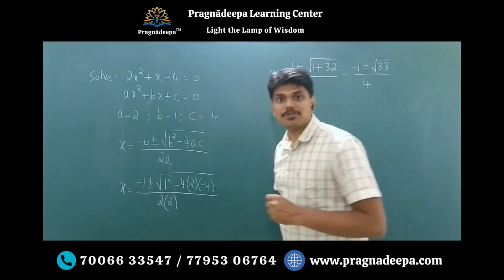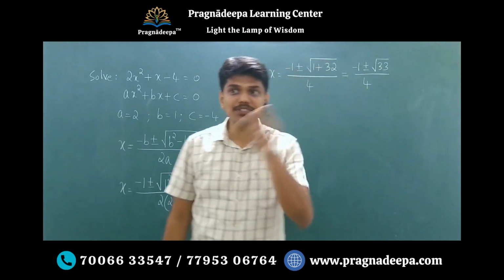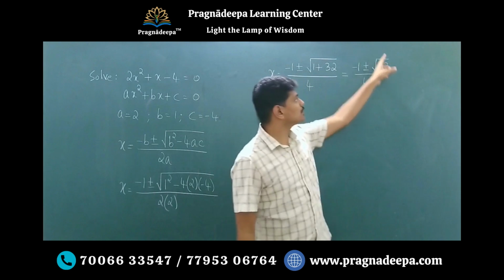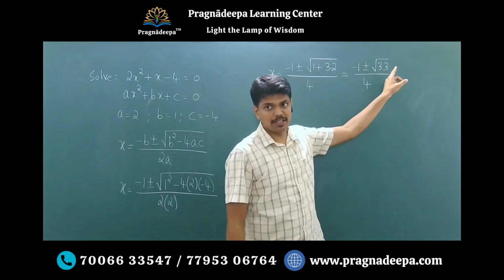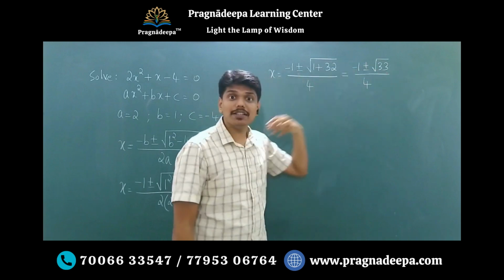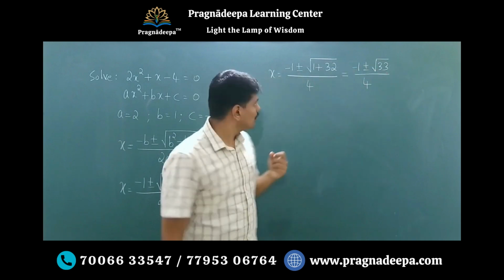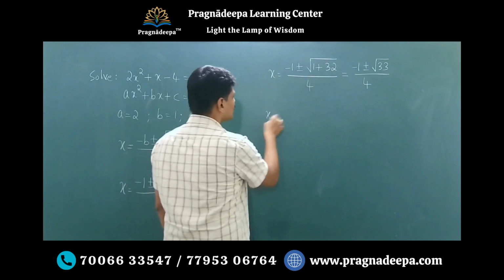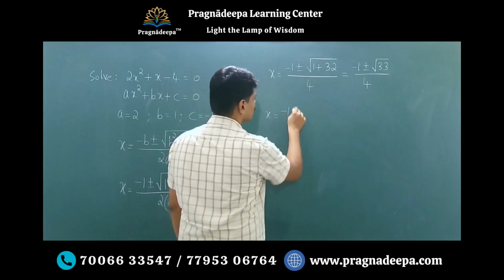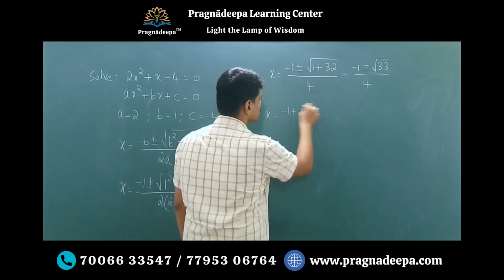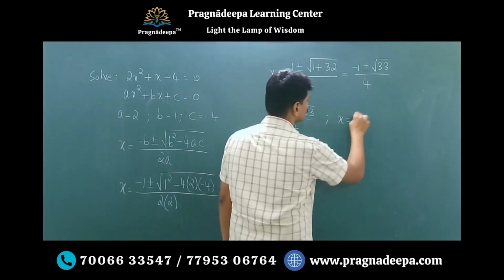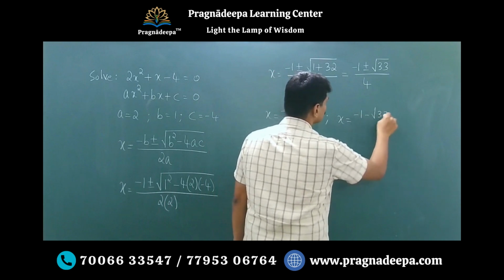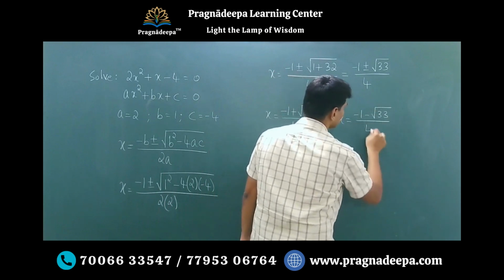So now you can observe, students, that 33 is not a perfect square. And you cannot simplify this. You cannot simplify the square root of 33. If we have to simplify it, we have to get the decimal form of the square root of 33. Okay, so I tell you that the answer is x equal to minus 1 plus root 33 divided by 4, or x is equal to minus 1 minus root 33 divided by 4.